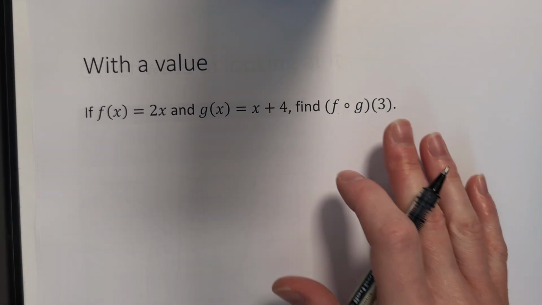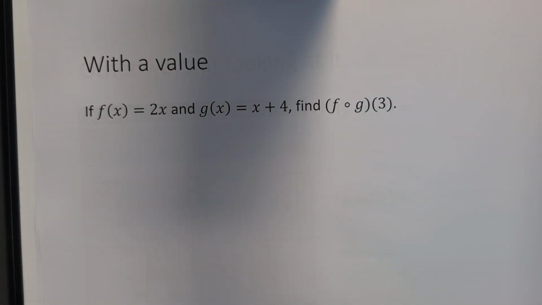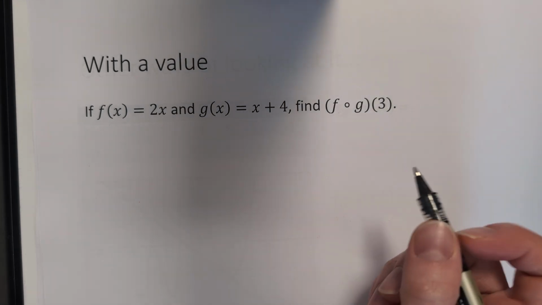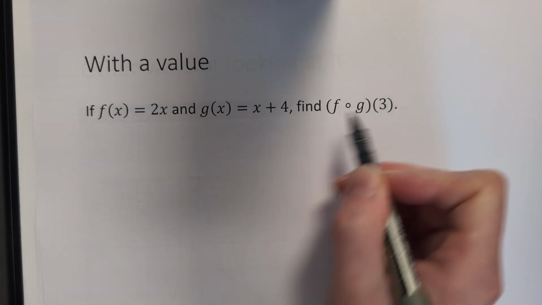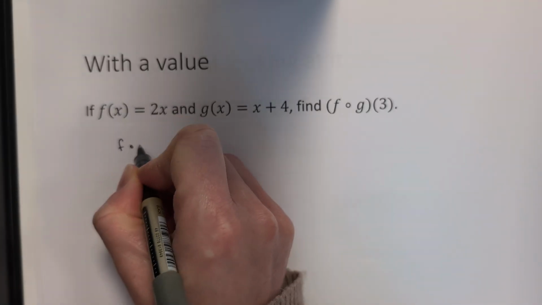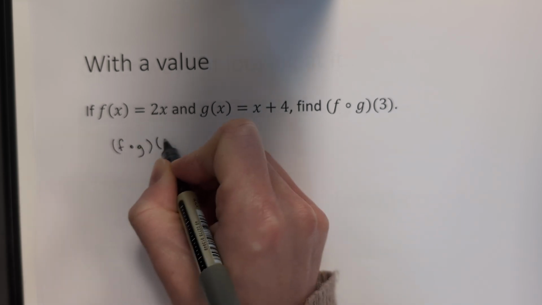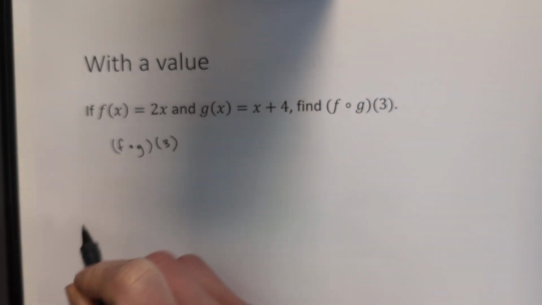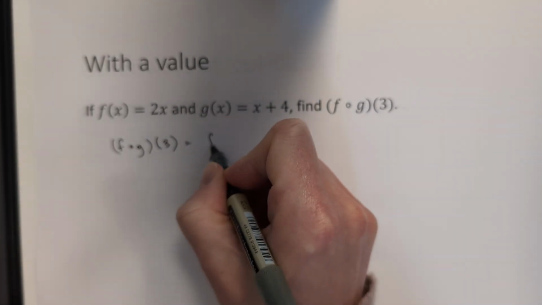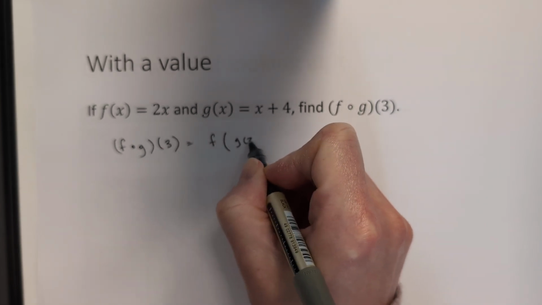You can also do this with a value in for x. It's just kind of putting in more. You have the option of first putting 3 into g. How about I write this out? So you could do f following g of 3. That's the same thing as f following g of 3.